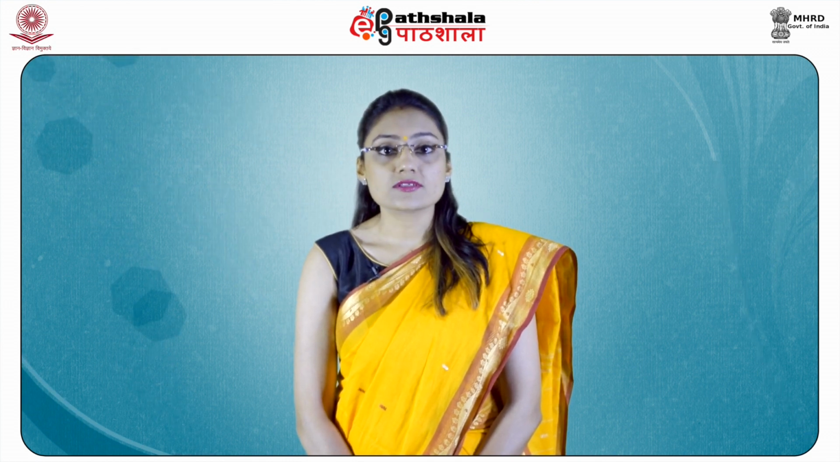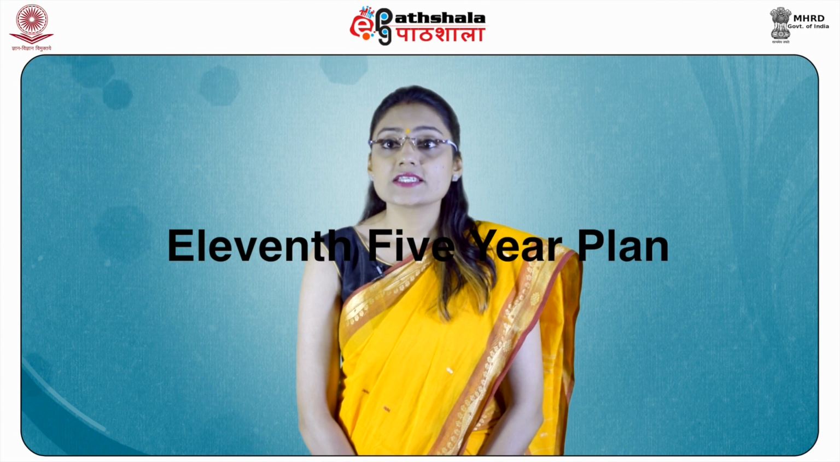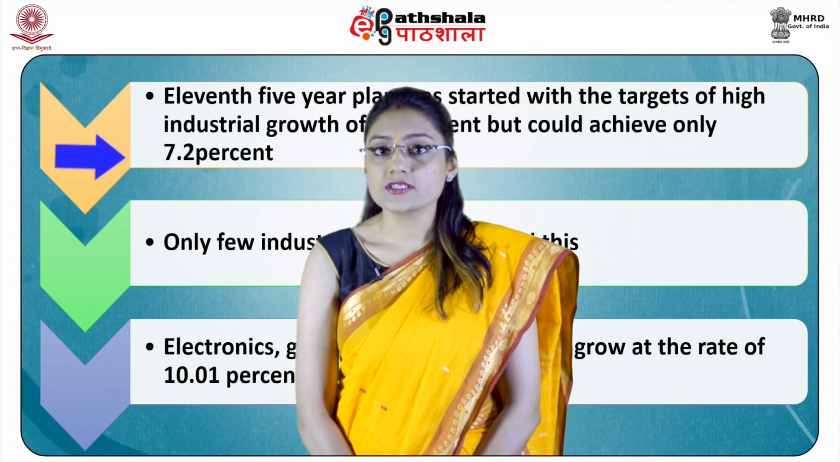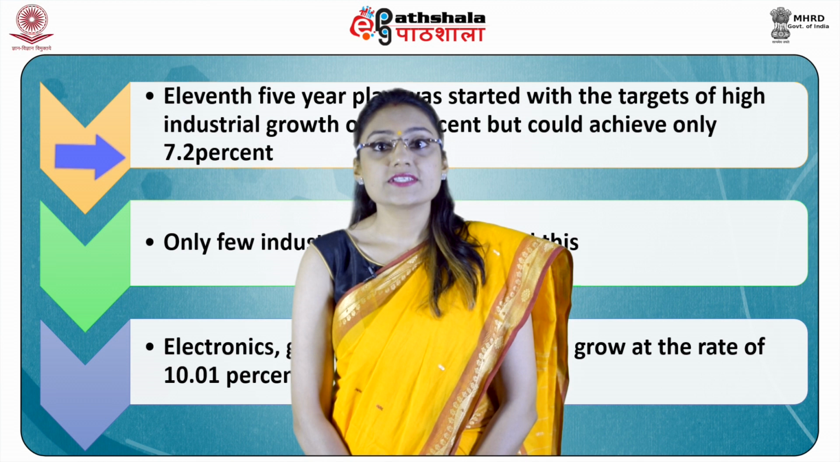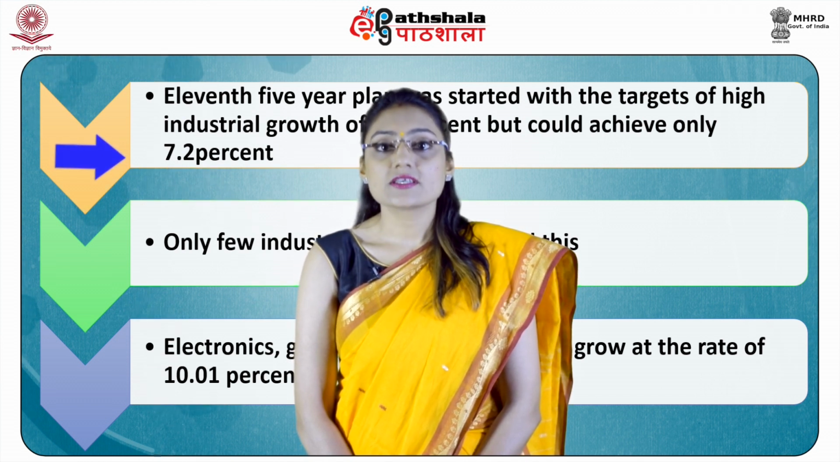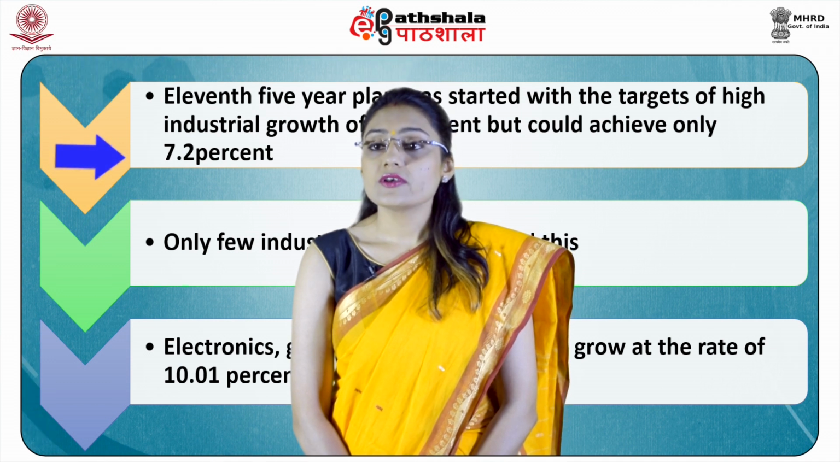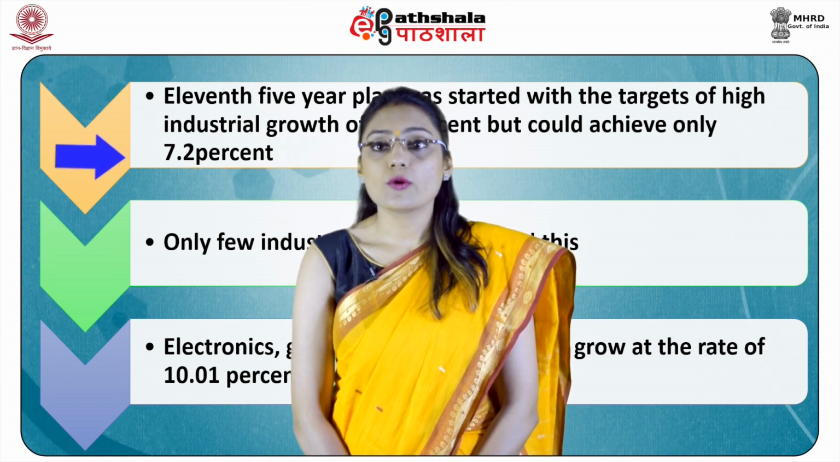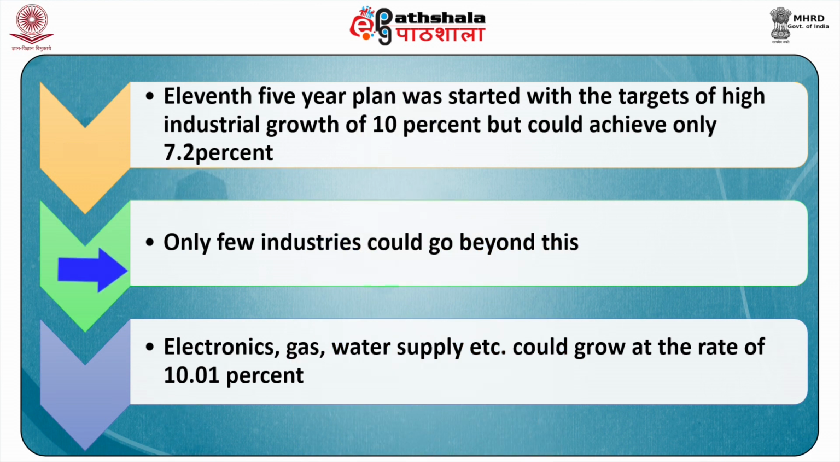11th five-year plan. The main focus was on the industrial environment in which the private sector started to grow as well as the public sector companies became more efficient and competitive. High industrial growth targets of 10% could achieve only 7.2%. Only few industries could go beyond this. Only electronics, gas, water supply, etc. could grow at the rate of 10.01%.